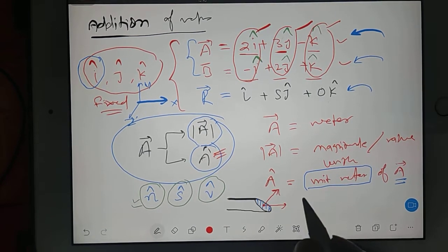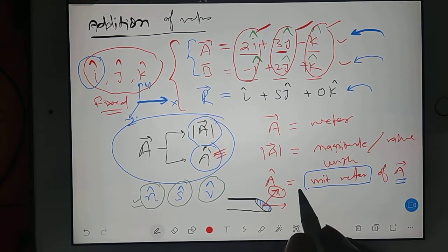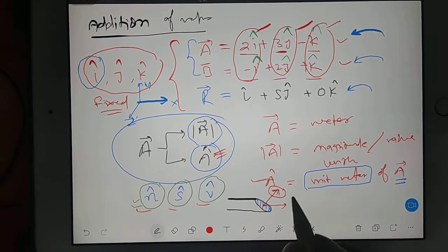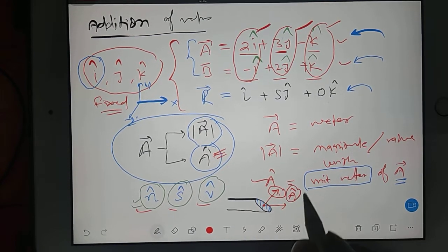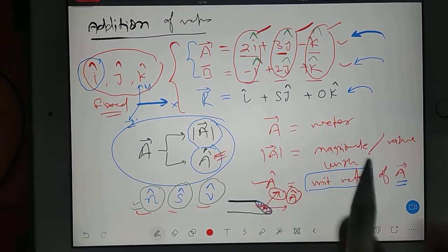Now this direction is neither x nor y nor z. So for this direction also I should give a name, correct? I can choose any name for any vector. I can say, okay, this vector is a cap. A cap means it is just the direction of this vector. Okay, what is the logic here?